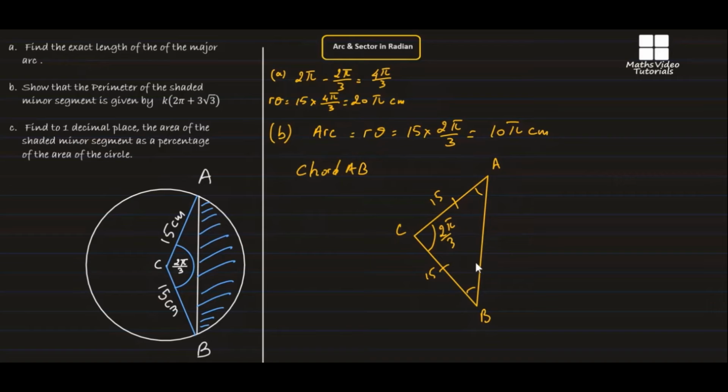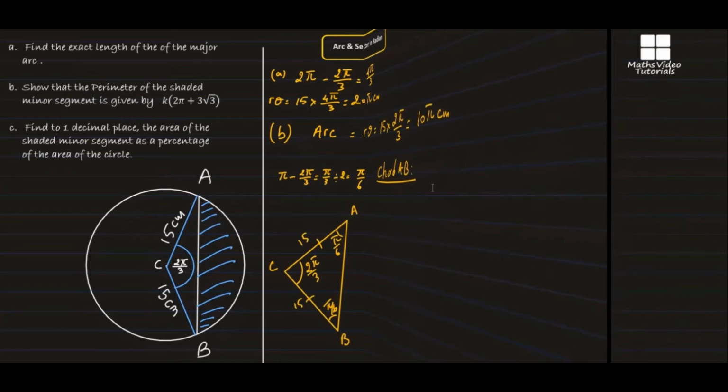We know the angles in a triangle add up to pi radians. So we need to subtract this angle here at the center, 2 pi over 3. That will give us pi over 3. So we need to divide it by 2, and that will give us pi over 6. So basically this is pi over 6, and this angle is also pi over 6. Alright, so that's sorted. Let's use the sine rule now.